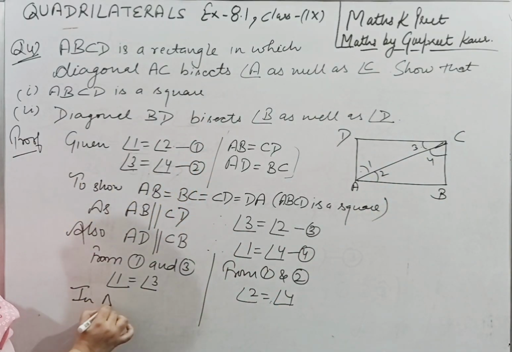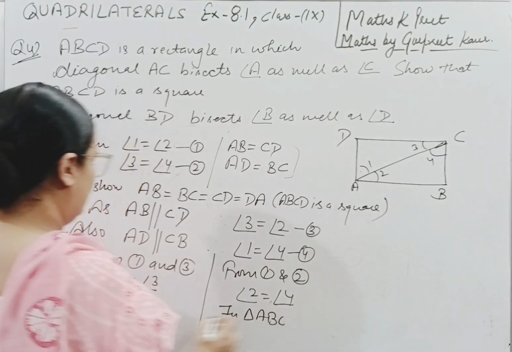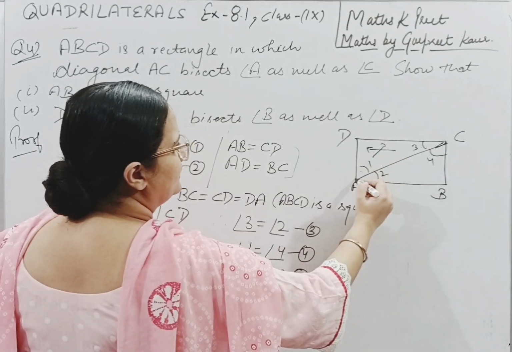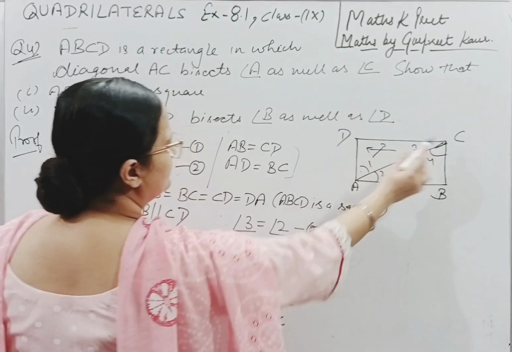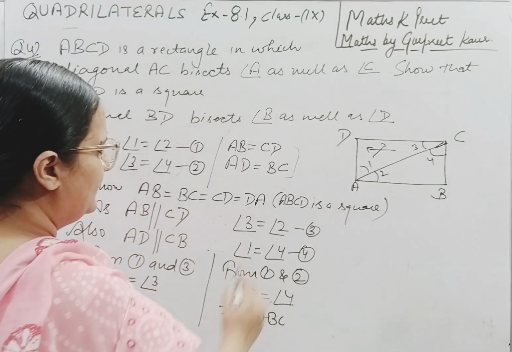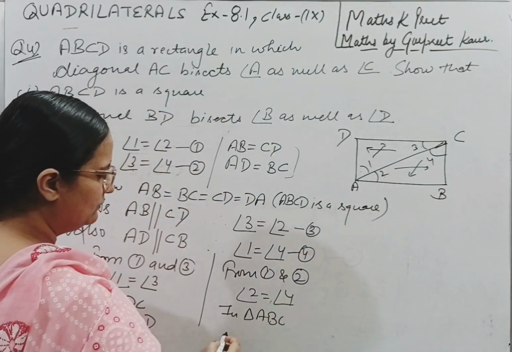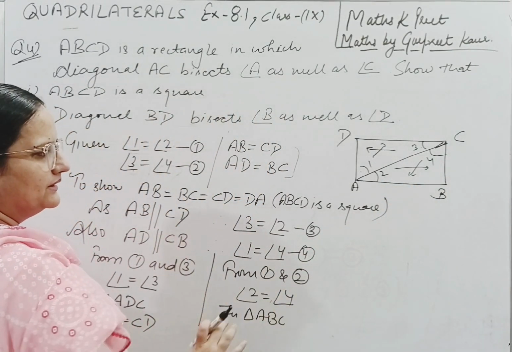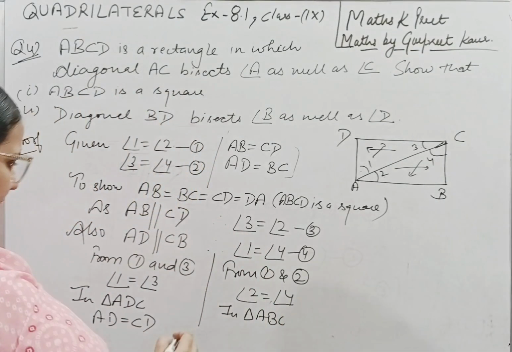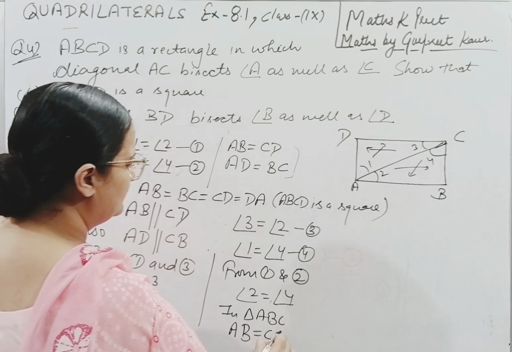Fine. Now angle 1 is equals to angle 3 in this triangle ADC. In triangle ADC, these two angles are equal, then opposite sides will be equal. That means this side AD will be equals to DC or CD. And here in this triangle ABC, these two angles are equal, I have proved, so opposite sides will be equal. You can write the property in the bracket that sides opposite to the equal angles of a triangle are equal. So therefore, AB will be equals to CB.